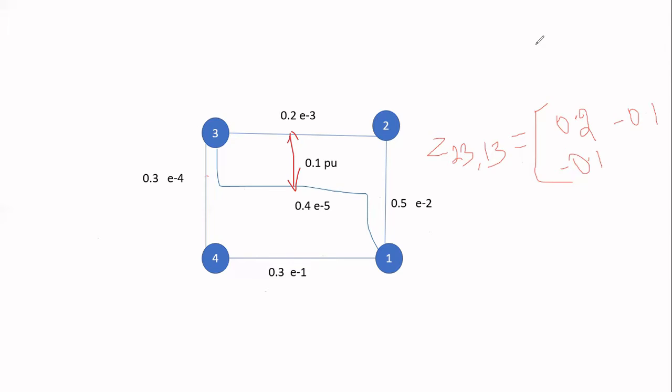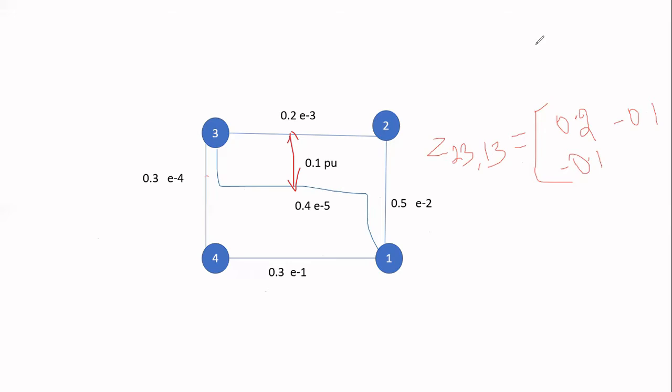How will we obtain the Y2313, the inverse of this matrix? Understand? How will we calculate the inverse matrix? For this matrix, we have a formula for calculating the inverse matrix, which is already well known. Therefore Y2313 is Z inverse. This is the Z2313 matrix inverse.